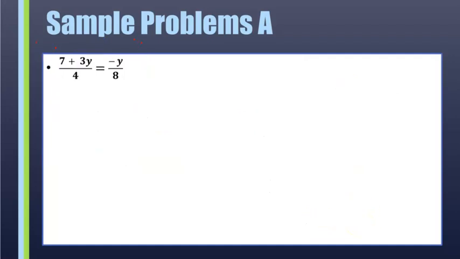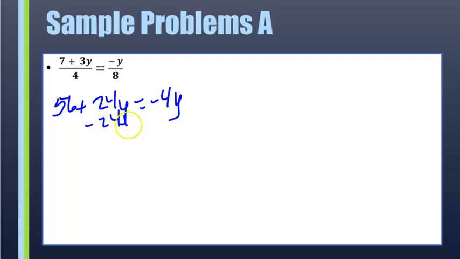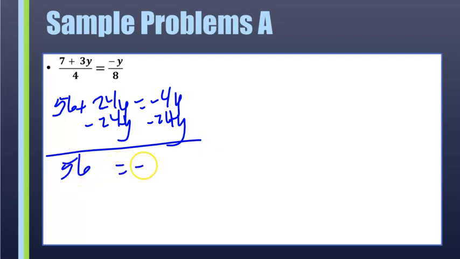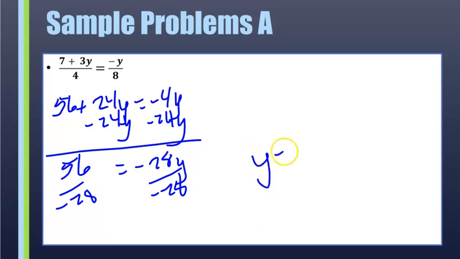And our last problem, cross multiply, so that gives us 56 plus 24y equals negative 4y. I'm going to subtract 24y on both sides, and I'm left with 56 equaling negative 28y. Divide by negative 28 on both sides, and y is going to equal negative 2.